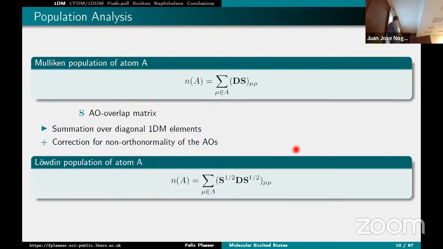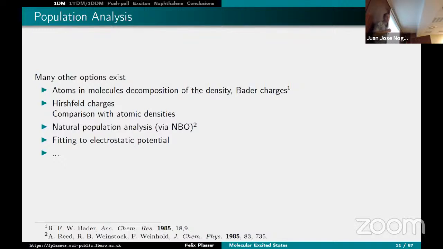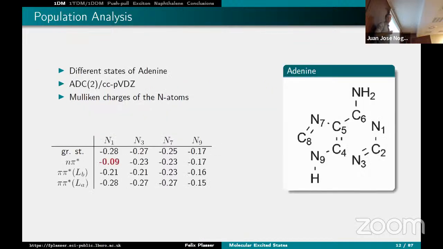And then you can also do a Löwdin population, which is to take the square root of S and move it to the other side. There are many other options: there are Bader charges from atoms in molecules, Hirshfeld charges, you can use the charges that come out of NBO or natural bond orbitals, you can fit to the electrostatic potential, and so on. So there are many different ways to define these charges. Here I'm just using the Mulliken charges, and just to give you an idea, if we take the Mulliken charges on the individual atoms for the adenine molecule, I'm just using the four nitrogen atoms here.